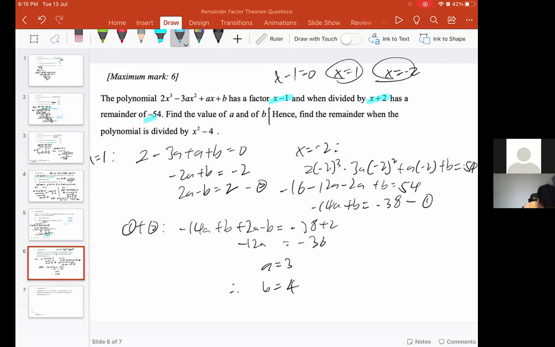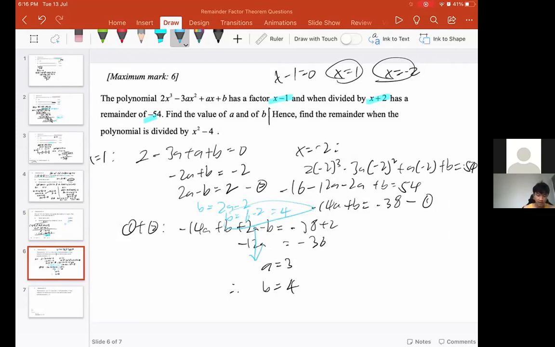So working is on this side here. B equals 2a minus 2. So b equals 6 minus 2 equals 4. Here. All right, so we have the first part of the question done.